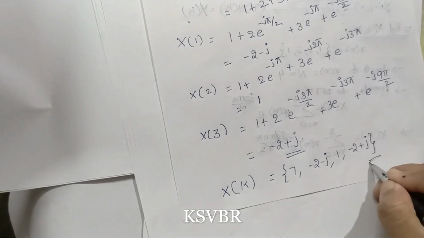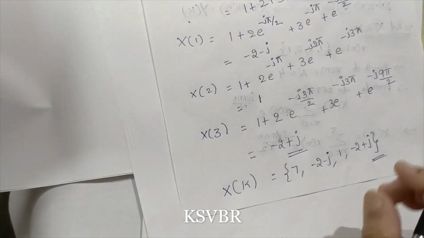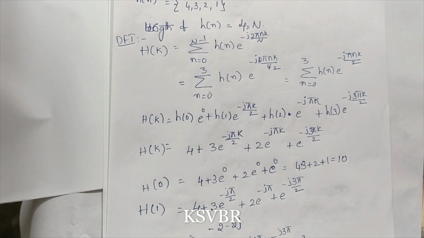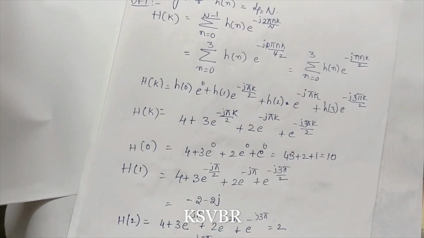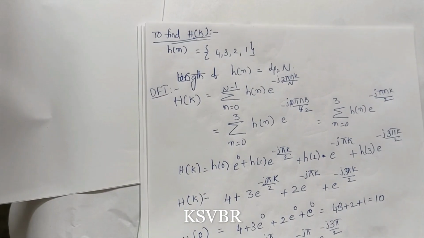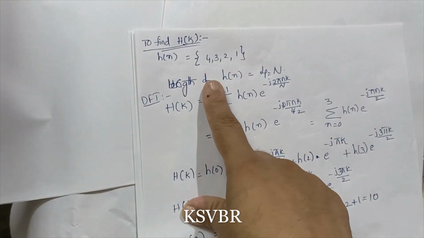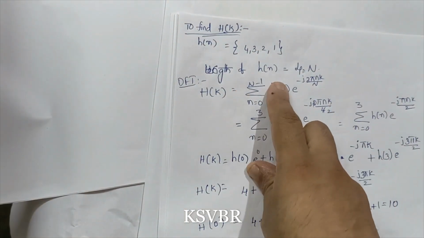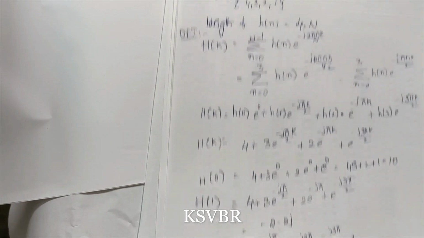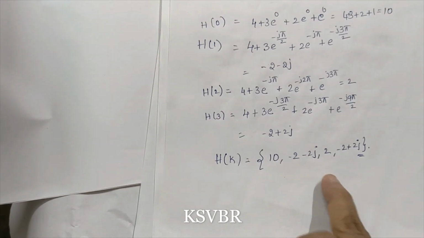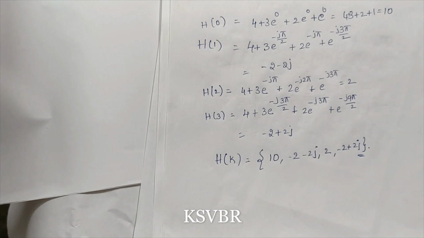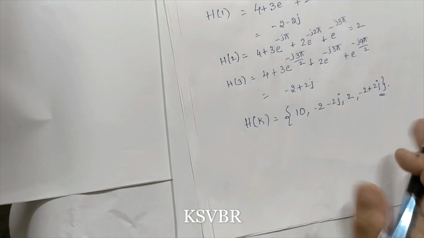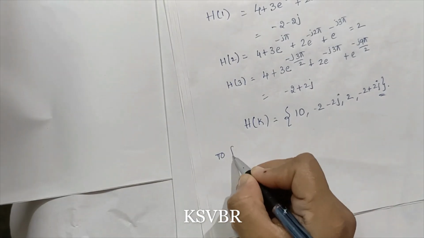Okay, so in the same procedure, we have to find out H of k. As I have told you earlier, we have to find similarly H of k also. To find H of k, the same steps as DFT I have followed. This is h of n, this is the length of h of n, and the DFT I have found out, and finally the result is H of k is equal to 10, minus 2 minus 2j, 2, minus 2 plus 2j. Okay, so now we have to find out Y of k.